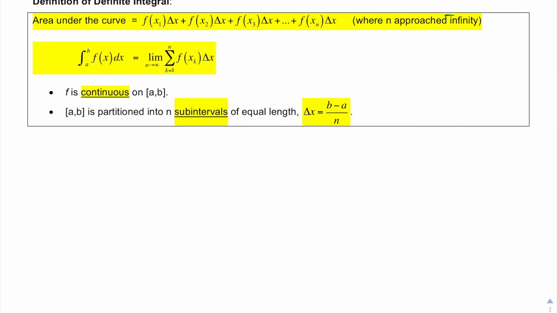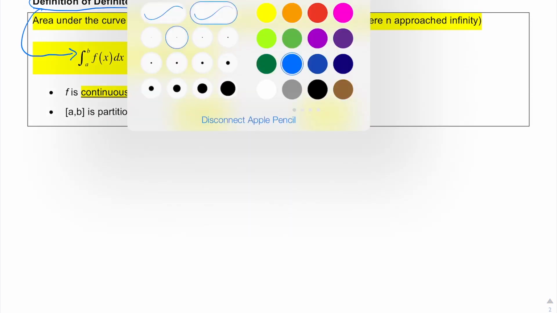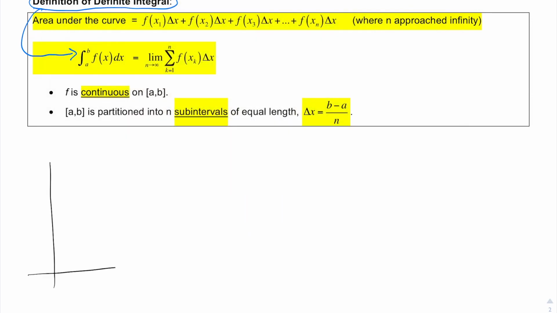All right, so we're on the part for the definition of the definite integral, and the definition of the definite integral is right here. So if you can just copy all these notes at this time, I'm going to break down what these notes mean. But so here we go. Let me draw a general curve for us.